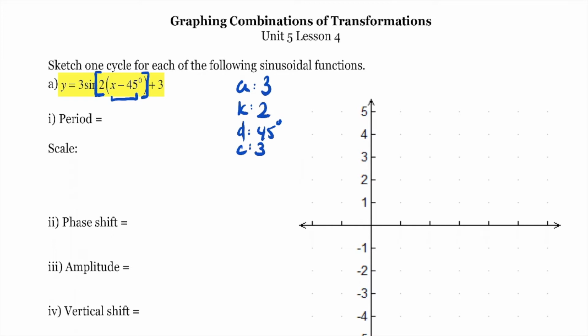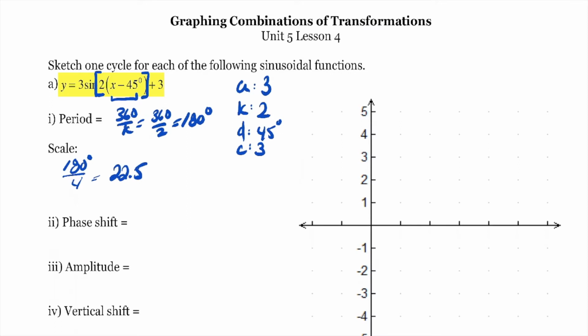So you have to remember these attributes, and remember that we need all these attributes to graph it. In order to get the period, this is where we need the k value. So the period is going to be 360 divided by k. In this case, 360 divided by 2, which is 180 degrees. And I mentioned in the video in the lesson that in order to get the scale, remember our sinusoidal functions are broken up into 4 equal parts. So we take the period and divide that by 4.